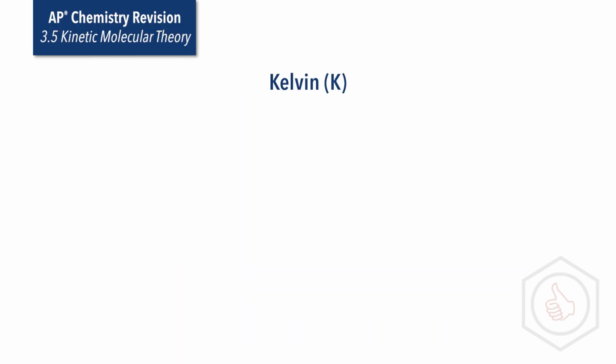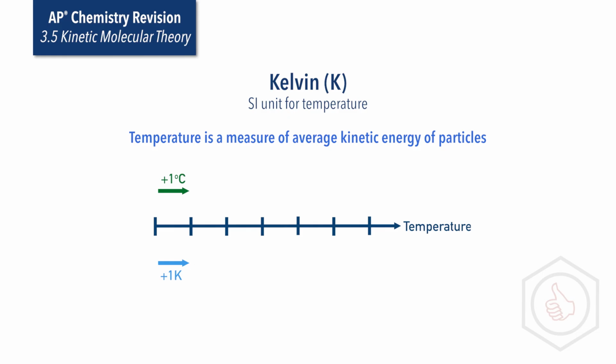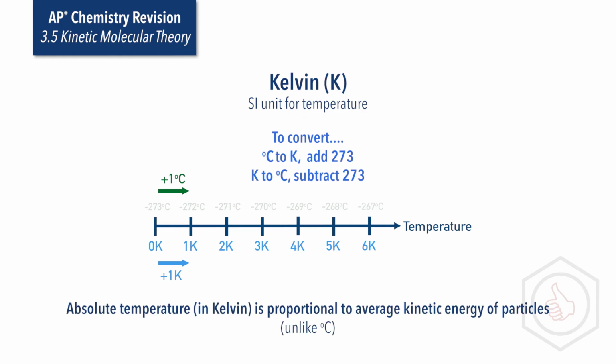Kelvin is the SI unit of temperature used in science. It has the same step size as degrees Celsius, but the Kelvin temperature scale starts at 0 Kelvin, absolute zero, and 0 Kelvin is the same as minus 273 degrees Celsius. Meaning, to convert degrees Celsius to Kelvin, we have to add 273, and to convert Kelvin to degrees Celsius, we have to subtract 273. The reason we use a Kelvin temperature scale is because it is directly proportional to the average kinetic energy of particles in a substance, whereas degrees Celsius isn't.